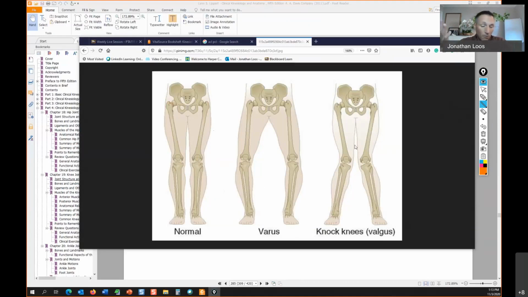valgus. And this is how I keep track of it, I'm just sharing with you my brain. I think of gum, valgum, and like the knees are stuck together. So you have varus and valgus positions. Non-clinically, the street terms would be bow-legged, or if you have a valgus condition, you'd be knock-kneed.